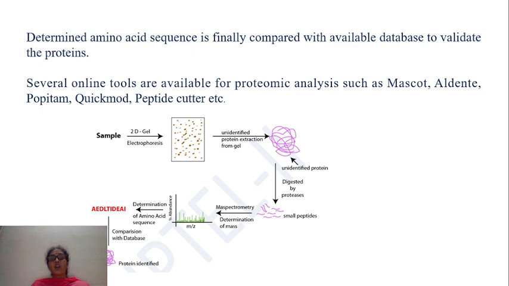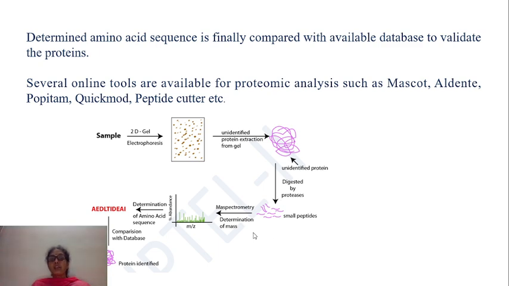The sample means the sample you have obtained either from the whole tissue, or from the cell, or from the membrane, intracellular, extracellular, whatever protein you have to isolate. That is called the sample. The sample is applied to the 2D gel electrophoresis. This sample is separated into individual protein samples, like dots. These dots indicate the unidentified proteins. These unidentified proteins are extracted from the gel. This protein is digested by the proteases. After digesting with the proteases, it gives small peptides. The peptides are applied to the mass spectrometer to determine the mass.